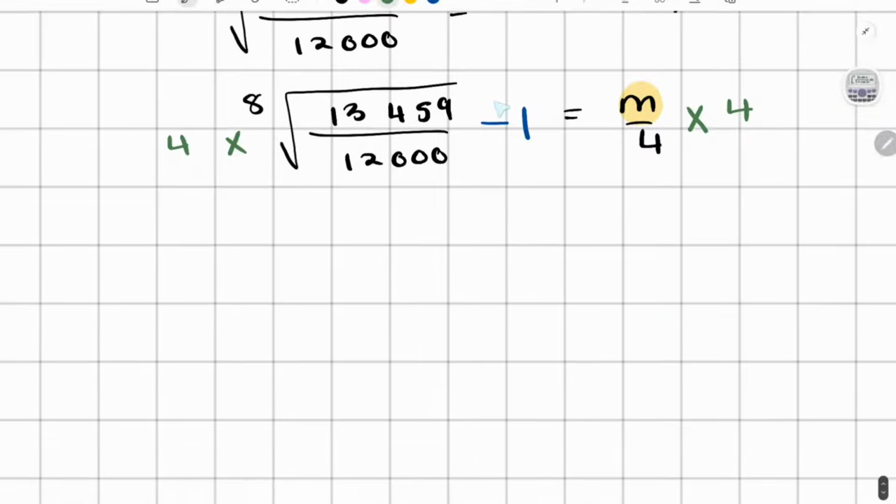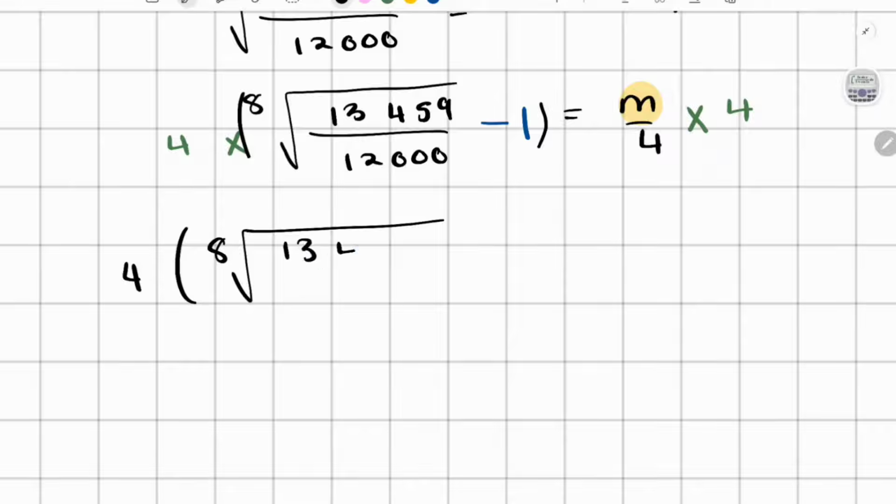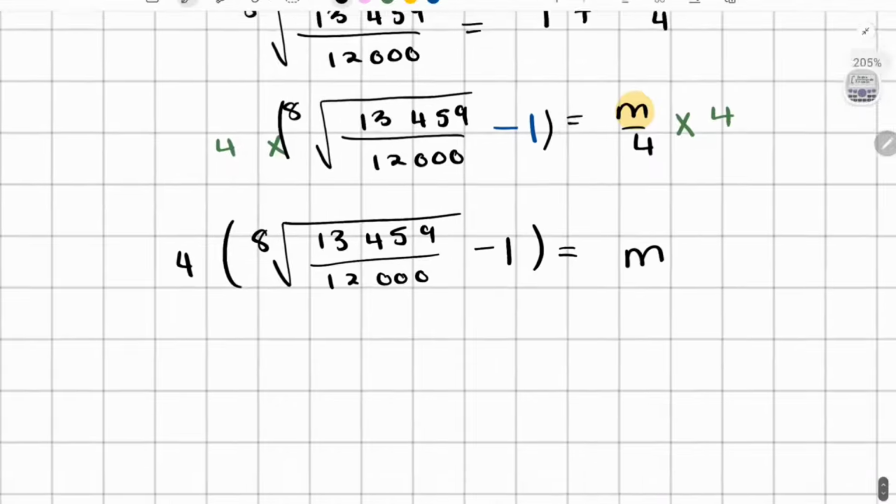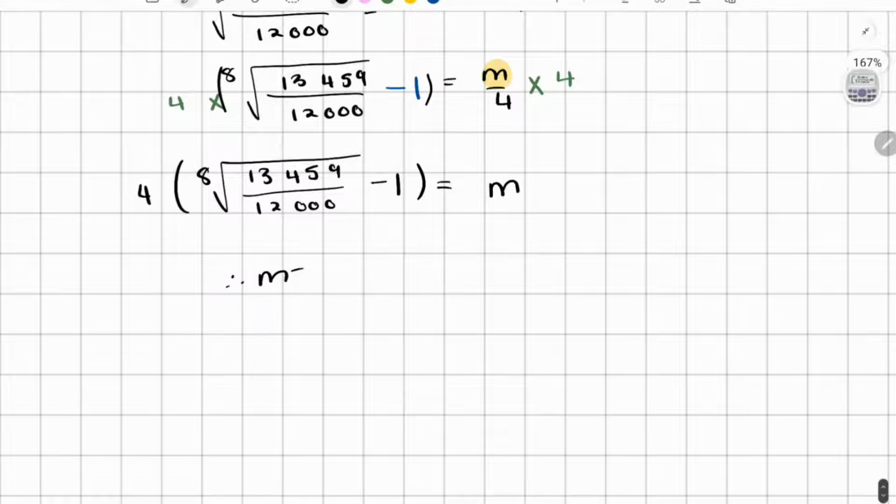So this is how I'm going to rewrite this so that it can get me the answer. I'm trying to multiply this entire thing by 4. So I will use brackets. So it's like 4 multiplied by the 8th root of 13,459 over 12,000 minus 1, is equal to m. So now we can find out what m is equal to.